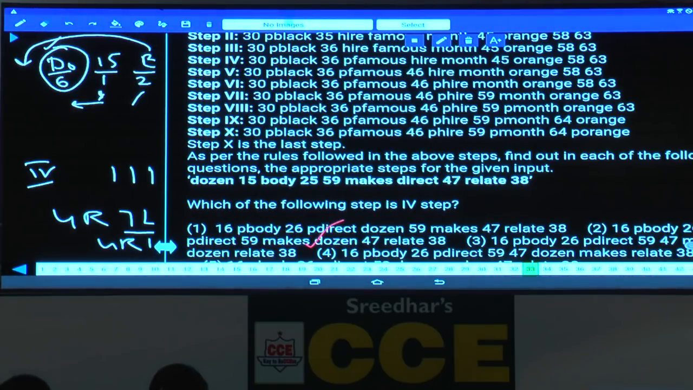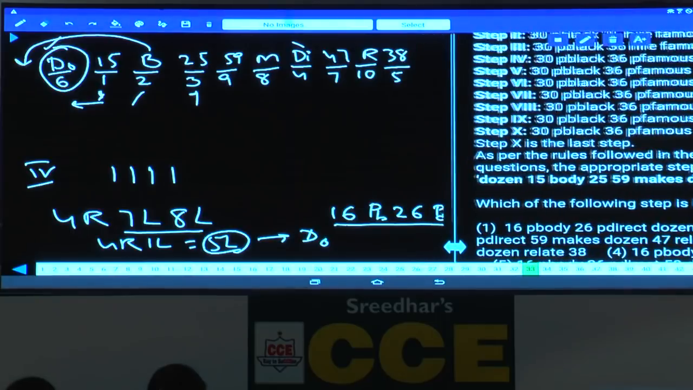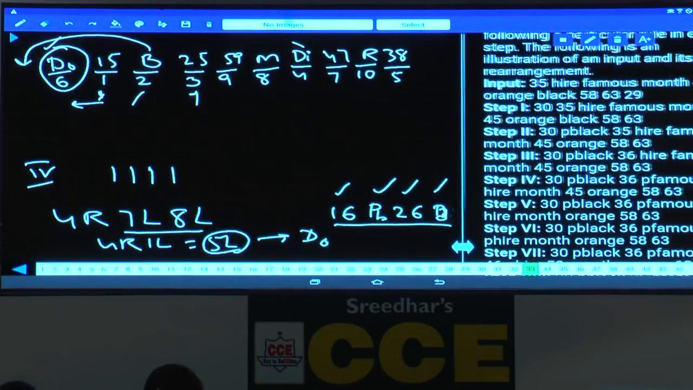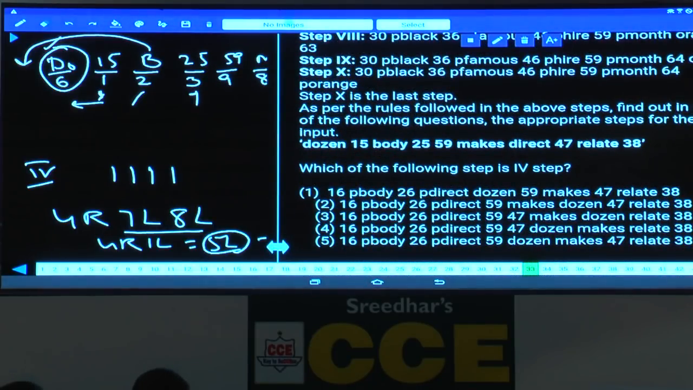Then question number 33. Which of the following is step 4? Tell me what should happen in step 4? Only 4 elements should be arranged. What are those 4 elements? Tell me here. 16, PB, 26 and PDI. These are the 4 elements.